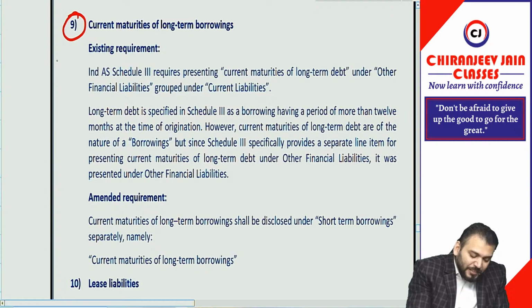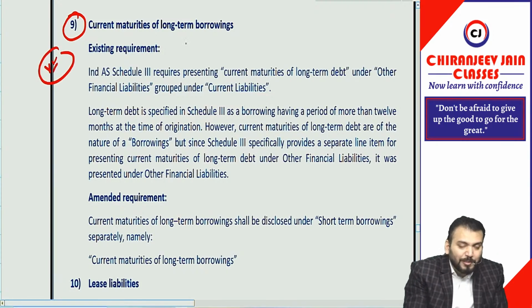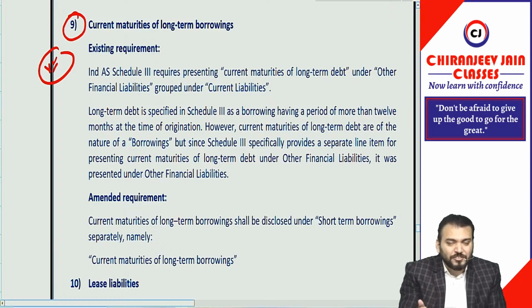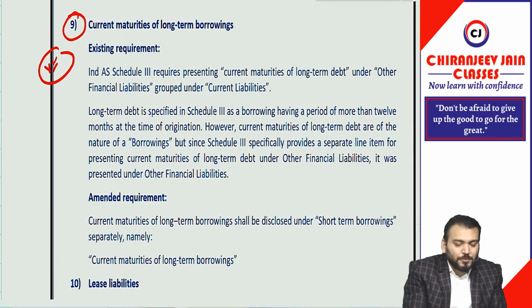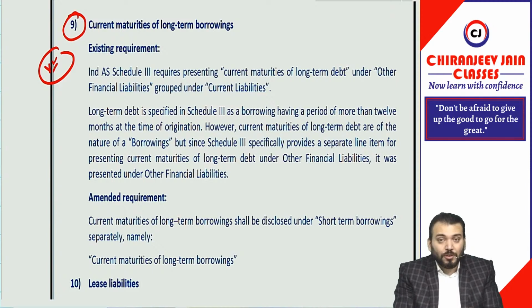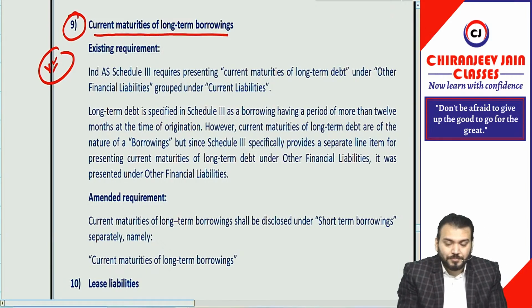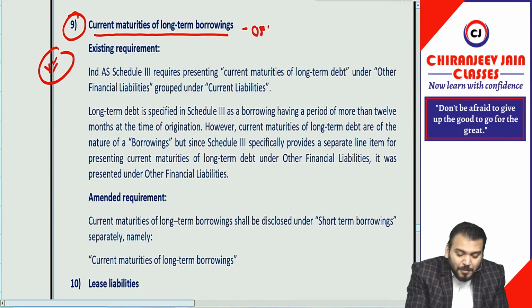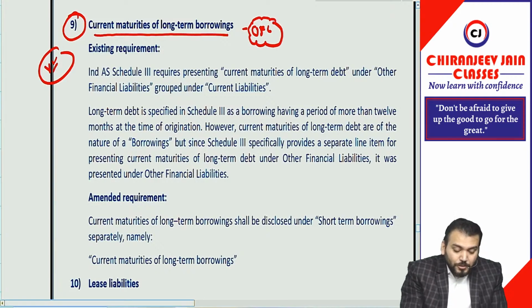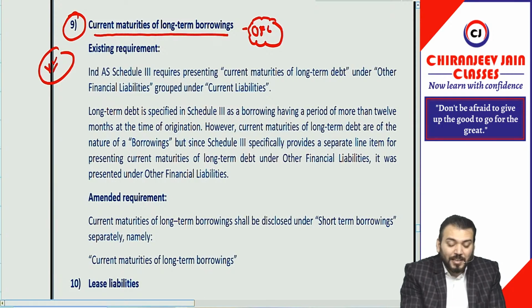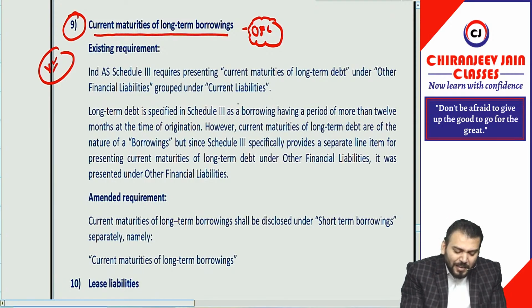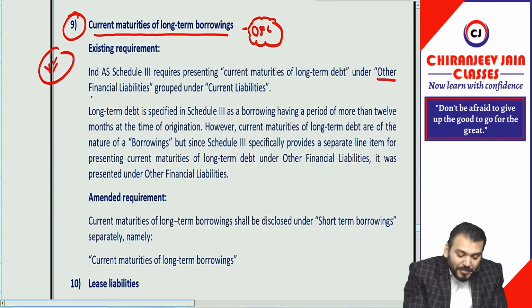Now, point number 9. This is very important, because this is required for some other chapters also. In the financial instrument chapter, the previous requirement was different. Now the requirement has been changed. Previously, we used to disclose current maturities of long-term borrowing under other financial liability, under current liability, if you remember.